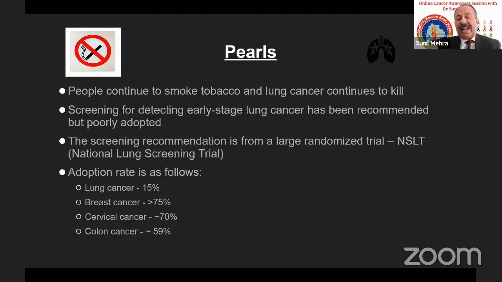No doubt, lung cancer screening is still very low because this trial came only 2-3 years ago. And they stopped it when they realized that we can reduce the incidence and diagnose patients much earlier. So adoption is still a little low, 15%.